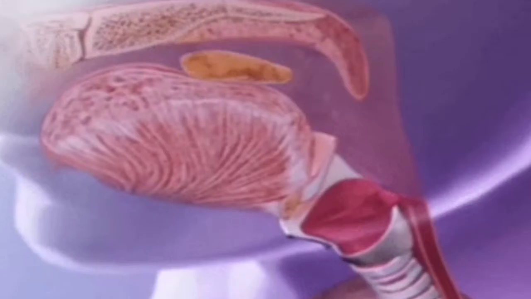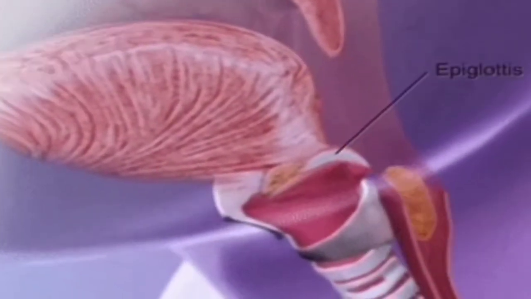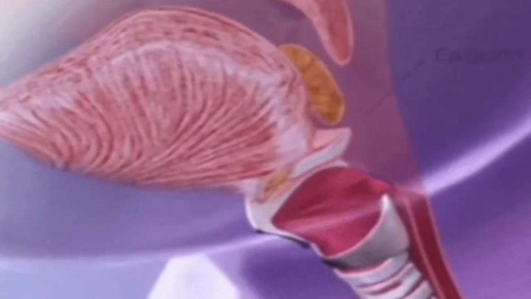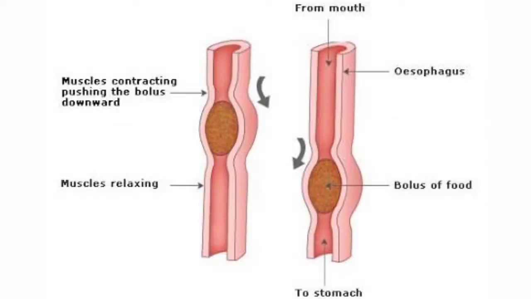If we talk or eat in a hurry, the epiglottis may not close and food particles may enter the windpipe. Now, children, let's understand how the food moves downward in the food pipe or esophagus. This movement is known as peristalsis movement.